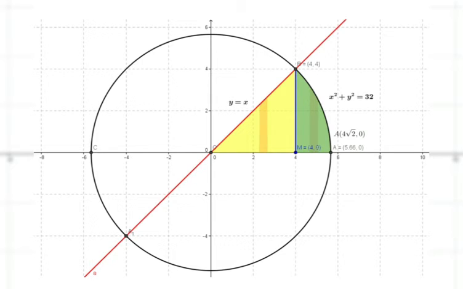Now, from the equation of the circle, you can replace y to be 0 because A is a point on the x-axis. So any point on the x-axis will have the y-coordinate equal to 0. Therefore, from the equation of the circle, we can say that x squared plus 0 is equal to 32.